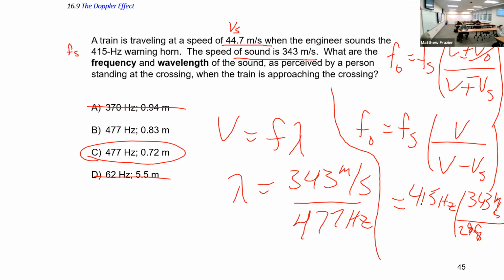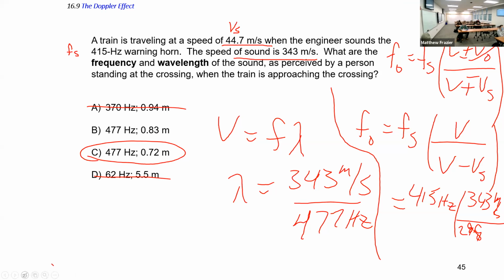Let me do a ratio on this. No, what did you do? How did you do that? One of these days I'll learn how to do this.